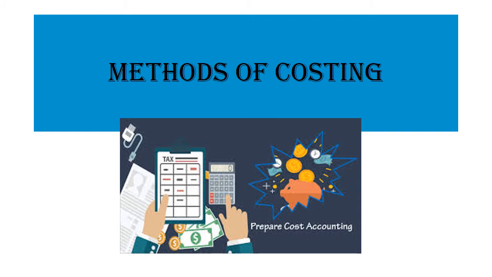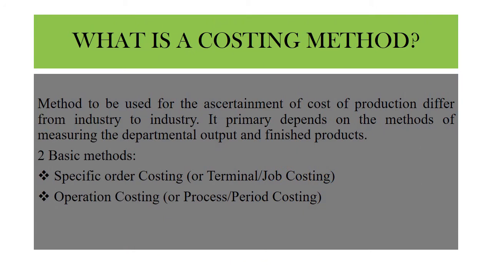Friends, as mentioned in our previous video, today we will discuss the methods of costing. Methods of costing refers to the different processes or procedures employed for the determination and presentation of cost. In other words, the method to be used for the ascertainment of cost of production differs from industry to industry. It depends on the methods of measuring the departmental output and finished goods. There are two basic methods: specific order costing and operation costing.